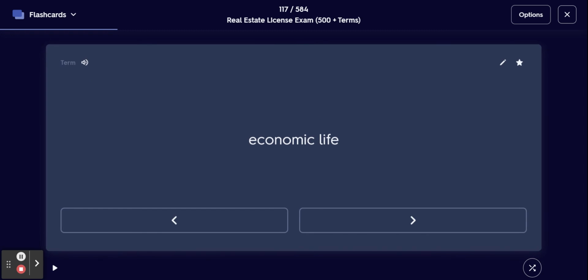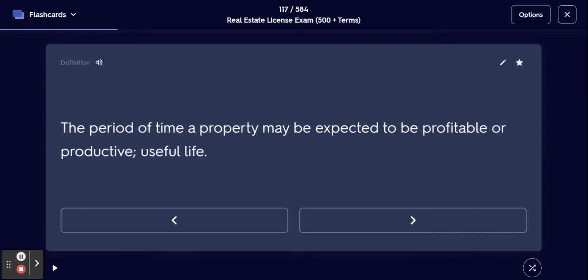Economic life. The period of time a property may be expected to be profitable or productive, useful life.